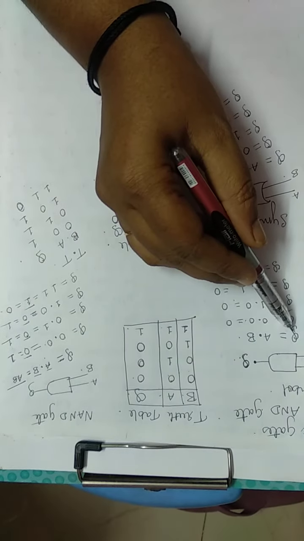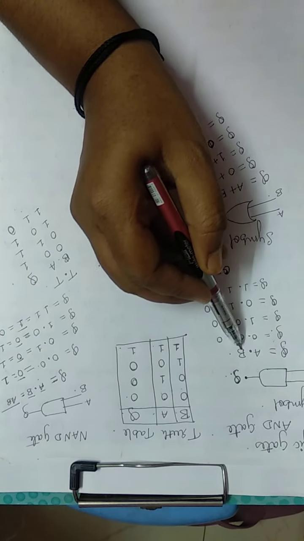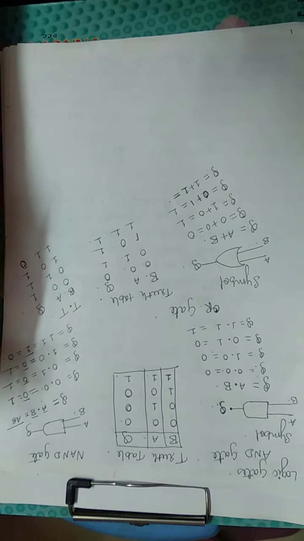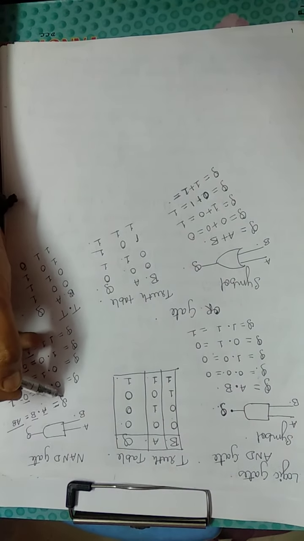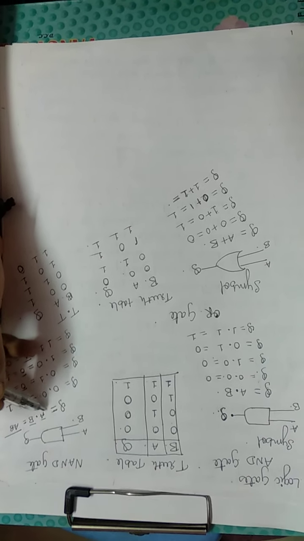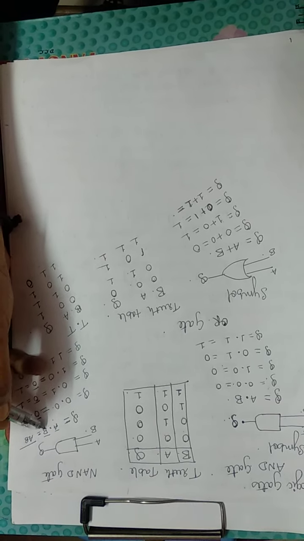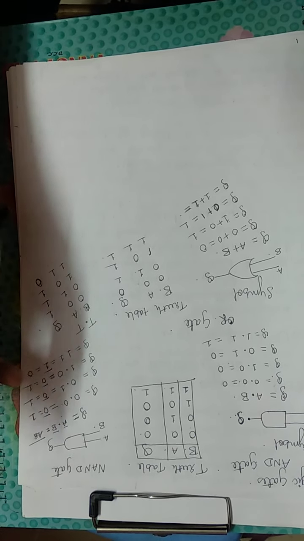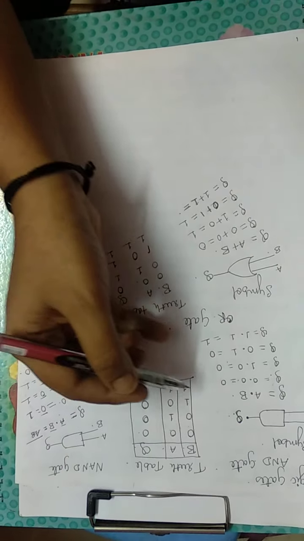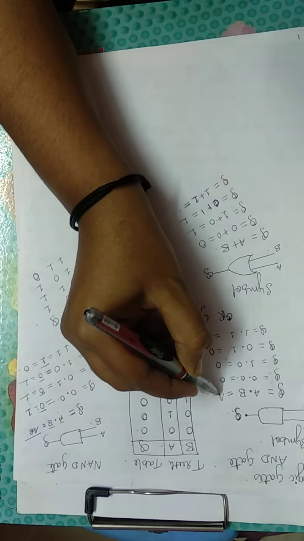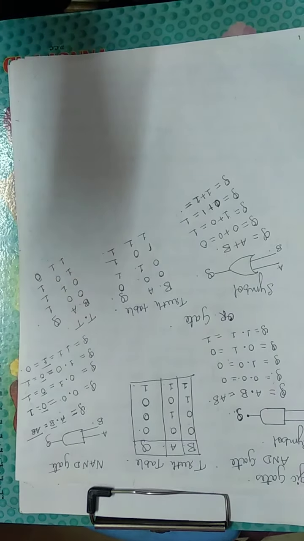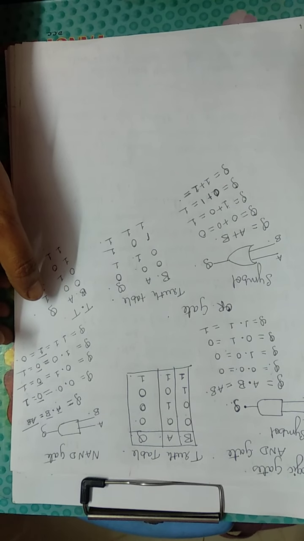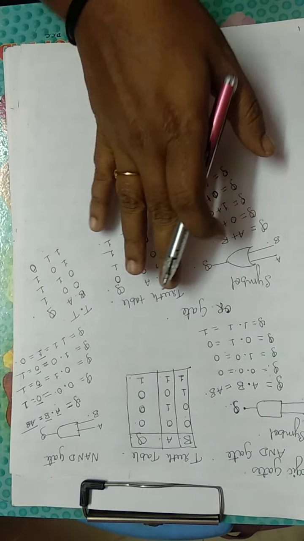AND gate expression is Q is equals to A into B, that is A into B. The next is NAND gate: A bar into B bar, that is AB bar. So here you can write it as AB bar. So these are the AND gate, OR gate and NAND gate.